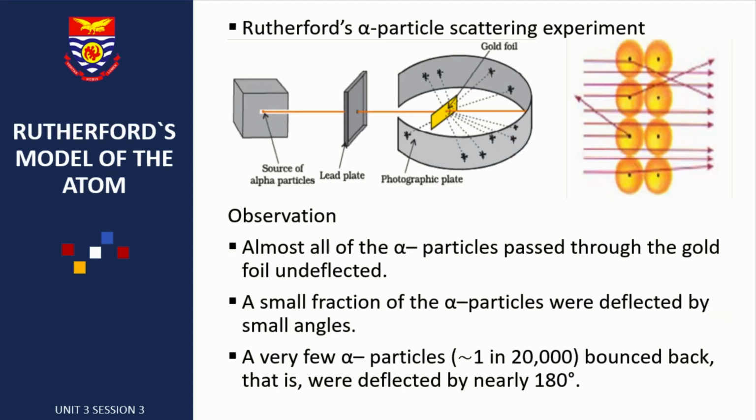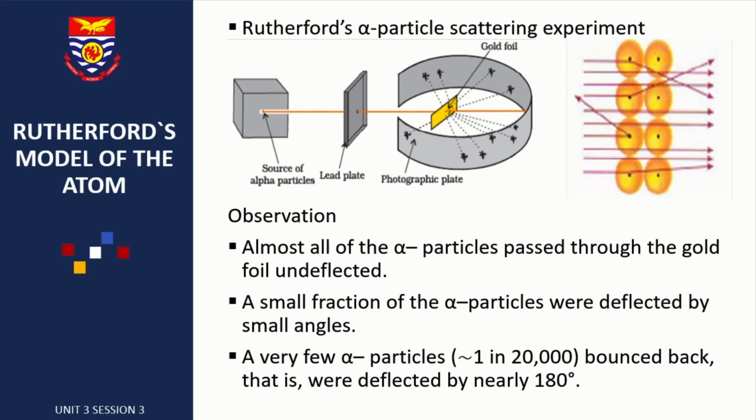Let's look at Rutherford's model of the atom too. A stream of high-energy alpha particles was bombarded onto a gold foil, and there was a photographic plate surrounding the gold foil. Rutherford was able to make three observations here, and the first observation was that almost all the alpha particles passed through the gold foil undeflected.